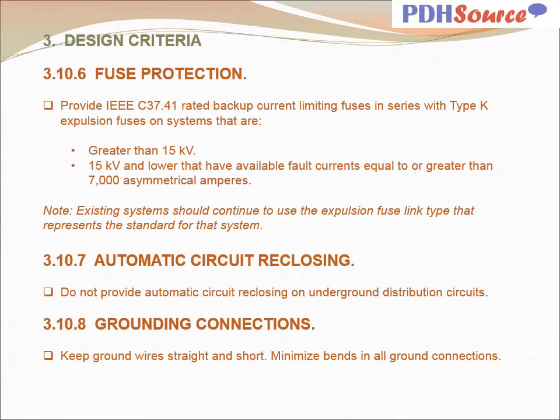Provide IEEE C37.41 rated backup current limiting fuses in series with Type K expulsion fuses on systems that are greater than 15 kV, and on 15 kV and lower systems that have available fault currents equal to or greater than 7,000 asymmetrical amperes. Note, existing systems should continue to use the expulsion fuse link type that represents the standard for that system. Do not provide automatic circuit reclosing on underground distribution circuits. Keep ground wires straight and short. Minimize bends in all ground connections.